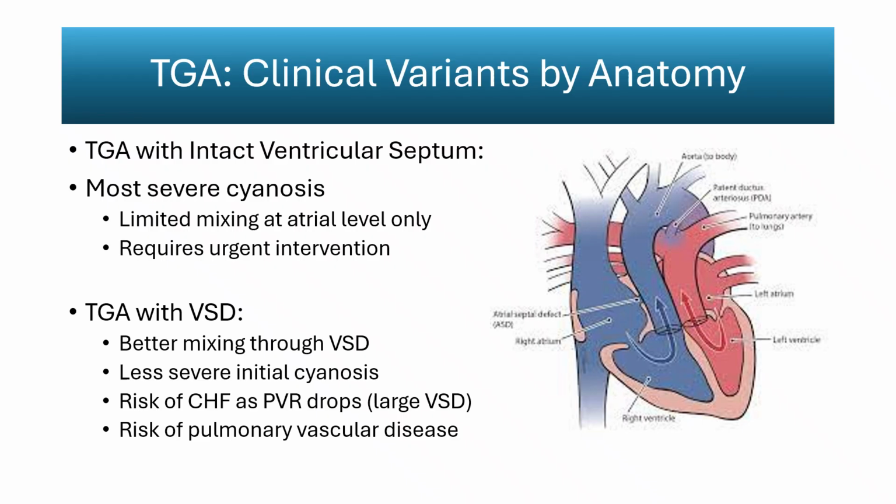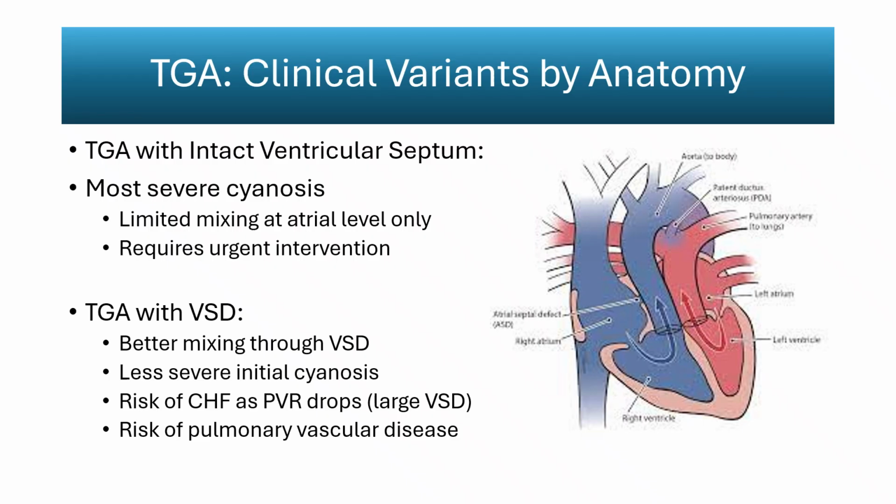When the ventricular septum is intact, mixing is limited to the atrial level, producing the most severe cyanosis. These infants require urgent intervention within hours to days of birth. In contrast, when a ventricular septal defect is present, oxygenated and deoxygenated blood mix more effectively. Cyanosis is less severe initially, but as pulmonary vascular resistance falls, left-to-right shunting through the ventricular septal defect increases, leading to pulmonary overcirculation, congestive heart failure, and eventual pulmonary vascular disease if untreated.